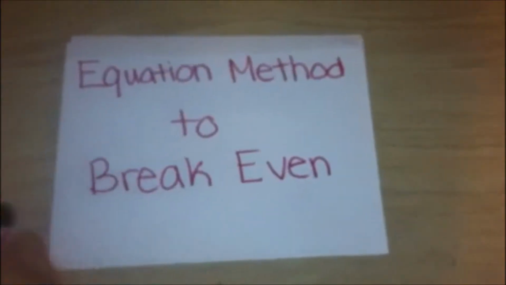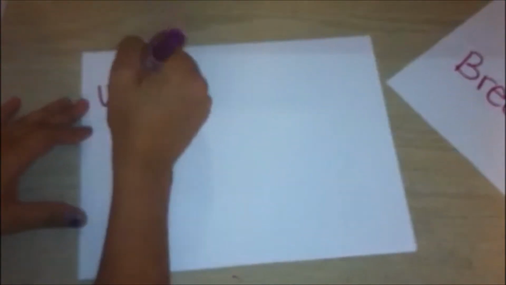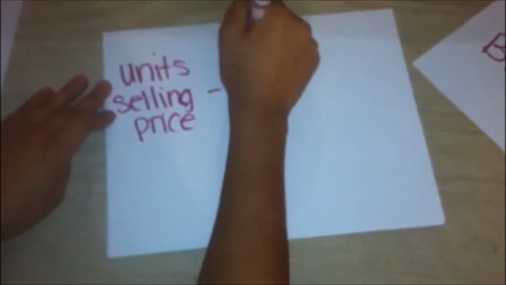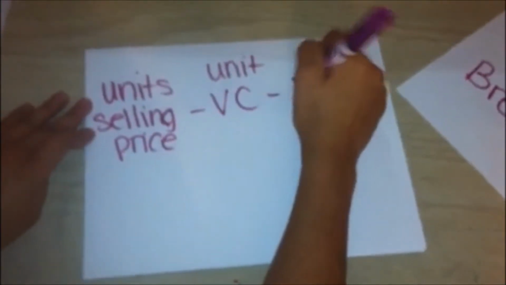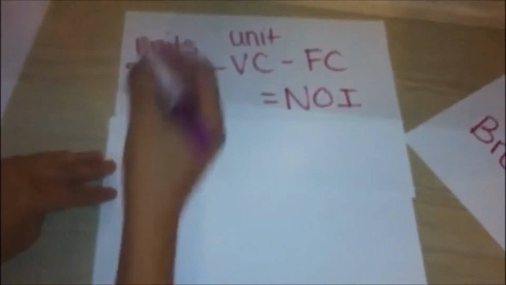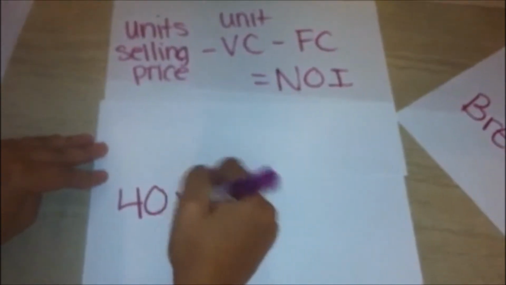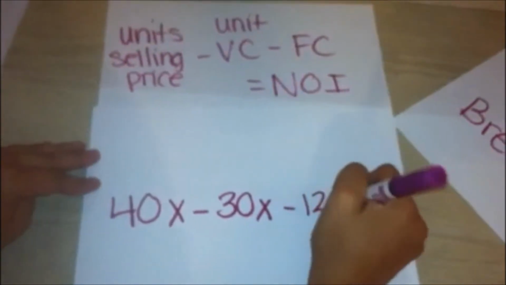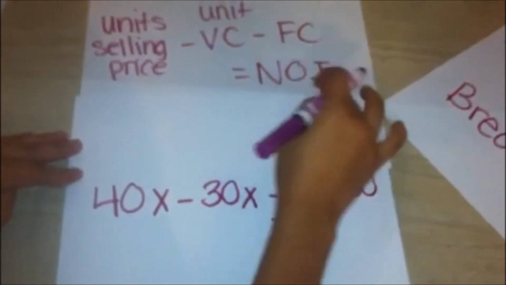I will now show you how to do the equation method to break even. We will start off by showing the formula, which is unit selling price minus unit variable cost minus fixed cost equals net operating income. So having this done, we will now use our numbers, which is unit selling price, in this case 40x, minus unit variable cost, which is 30x, minus fixed cost, which is 12,000, and then net operating income equals 0.